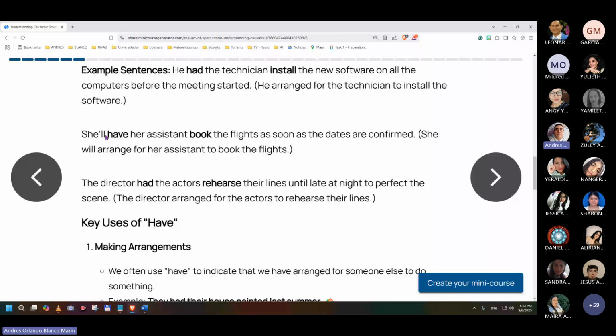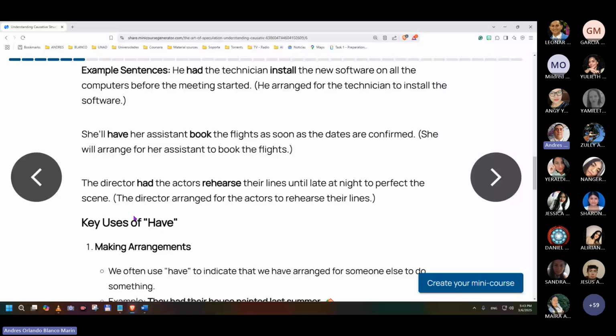What I'm trying to say here is that you can use have in any conjugation. Have, had, will have, has. So you have to pay attention to this first part to make a good sentence. Because this second verb, book or install, you're not going to conjugate these verbs and you're not going to use the particle to if I'm using have.